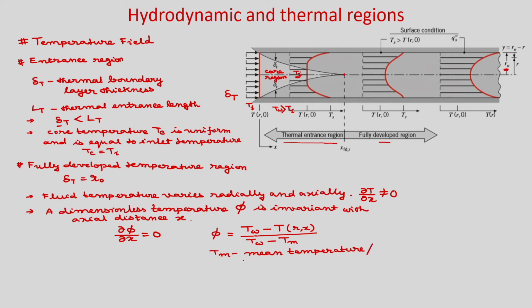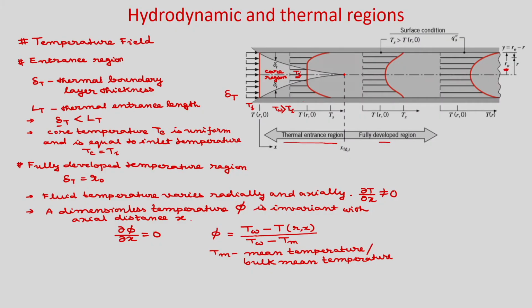Or sometimes it is known as bulk mean temperature or bulk temperature. So, in this case you need to calculate, at that cross section, what the bulk mean temperature is. We will learn how to calculate this bulk mean temperature later. We can see that the difference T_w minus T varies in a similar way as T_w minus T_m, so that del phi by del x will be 0, and this condition is valid for both boundary conditions, uniform wall temperature and uniform wall heat flux.